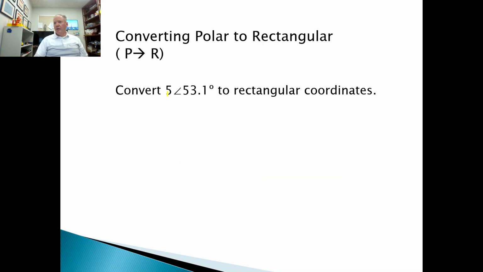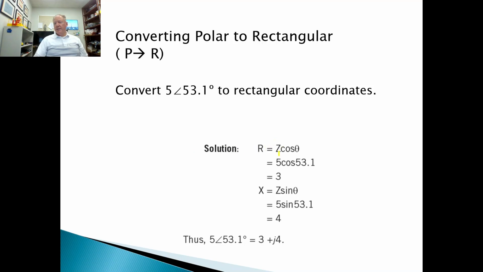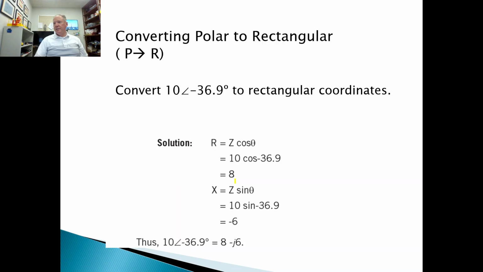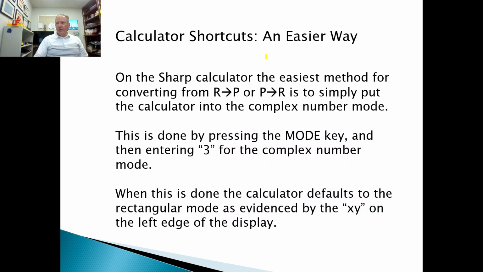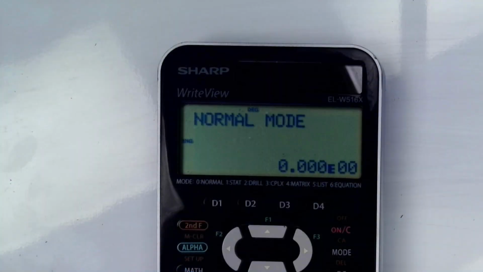Okay? Now, if you convert 5 angle 53.1 to rectangular, you would take R equals Z times the cosine of theta, which gives you 3, then X equals Z times the sine of theta, which is 4. So 5 at an angle of 53.1 is 3 plus j4. Now I'm going to show you how to do this on the Sharp calculators. On the Sharp calculator, the easiest method is to simply put the calculator into complex mode. And you do that by pressing mode, right?